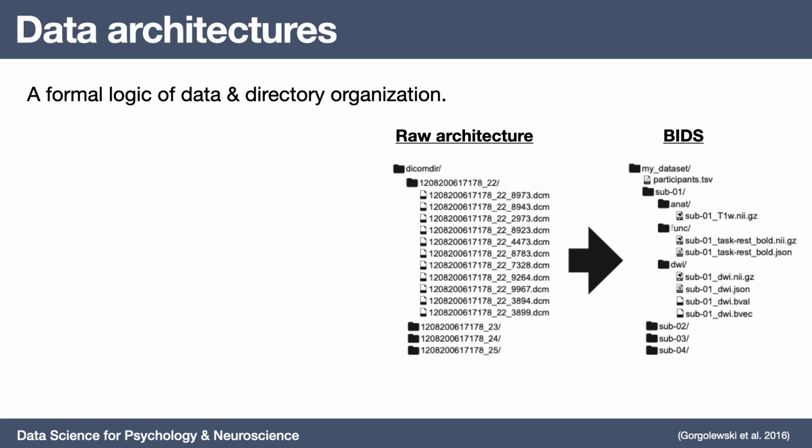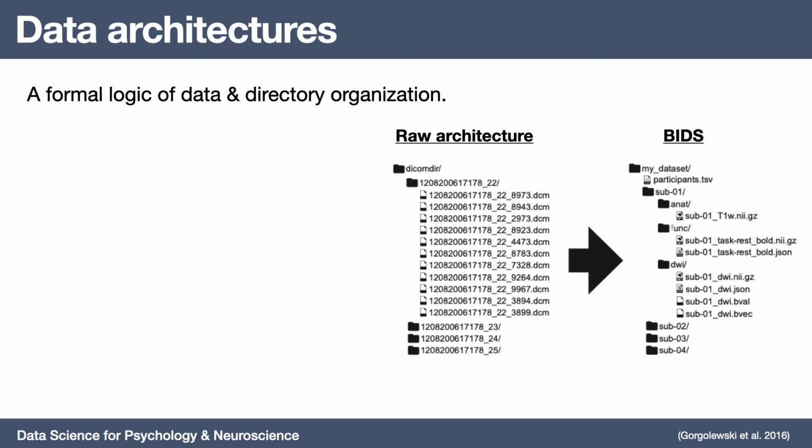So this is the image I pulled from the Gorgolewski paper. On the left, you see the standard raw architecture of neuroimaging files as they come off the scanner. On the right, you see the BIDS standardized data architecture. So notice first the hierarchy is standardized.